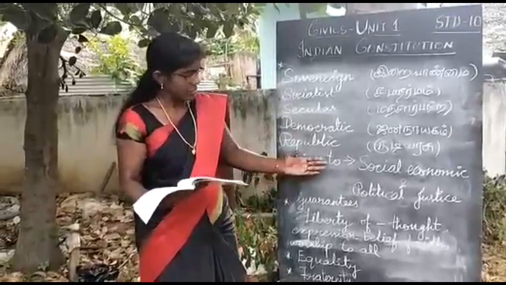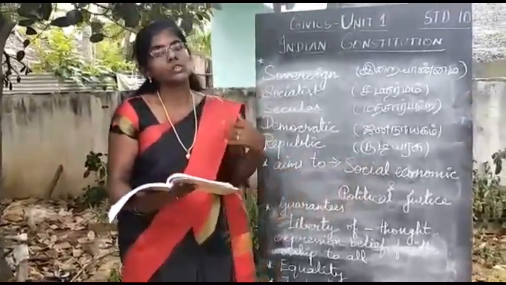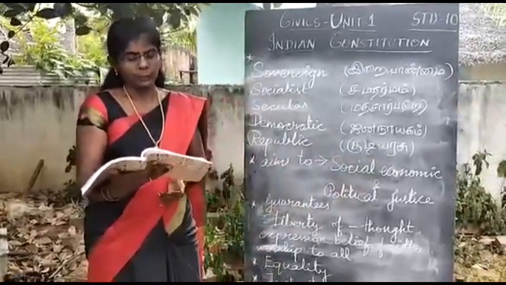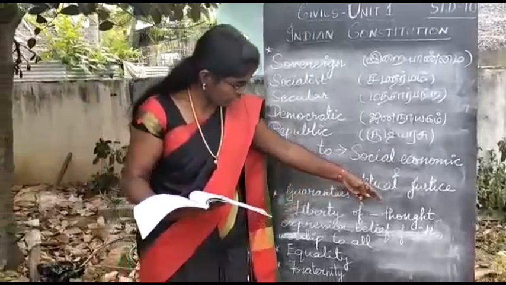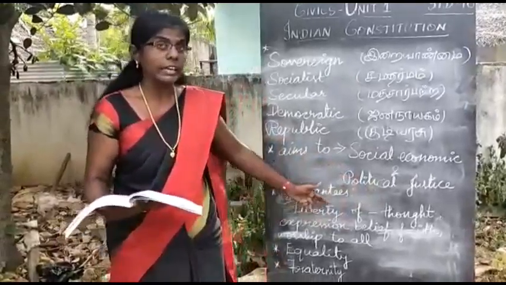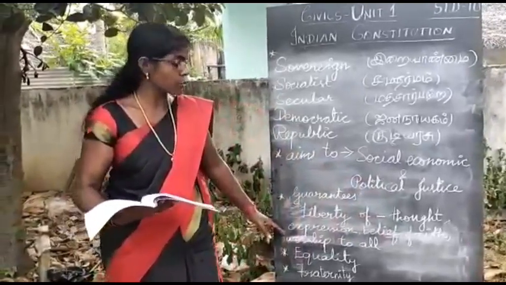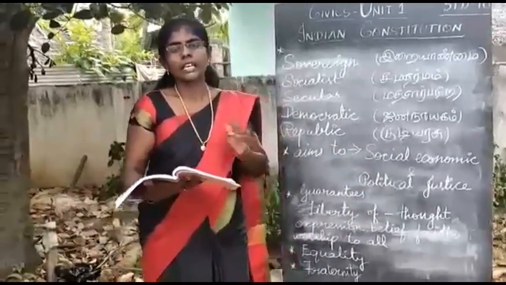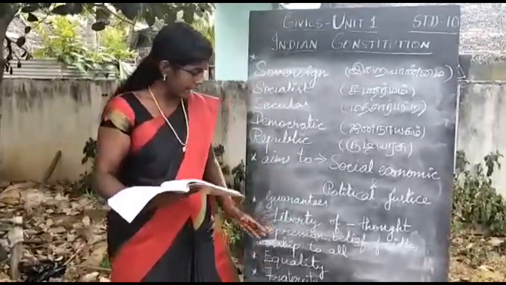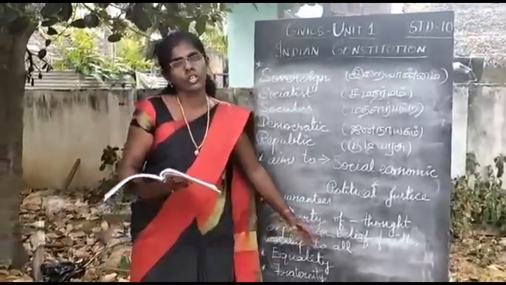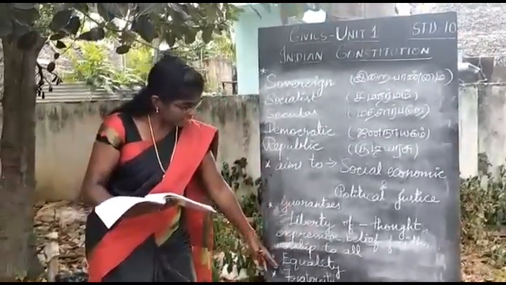Next, it aims to give social, economic and political justice to our Indian citizens. Our constitution guarantees liberty of thought, liberty of expression, liberty of belief, liberty of faith. The last one is worship for all. So in India we can see different communities of people, each with their own belief. They have the liberty of worship to their God as their own. The last, equality and fraternity.